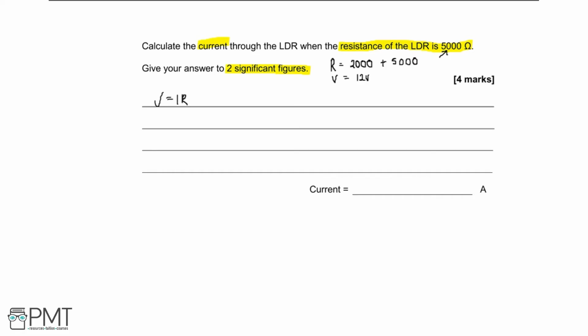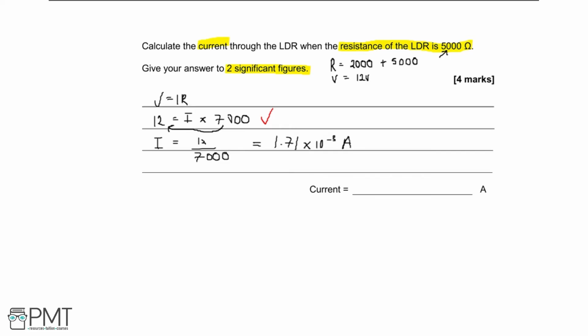So if we substitute the values into V equals IR, we have 12 equals I times 7,000. And that is our first mark for recognising those two values. Then we need to rearrange this, so we have I equals, and we take 7,000 over to the other side, 12 divided by 7,000, and this gives us a value of 1.71 times 10 to the minus 3 amps.